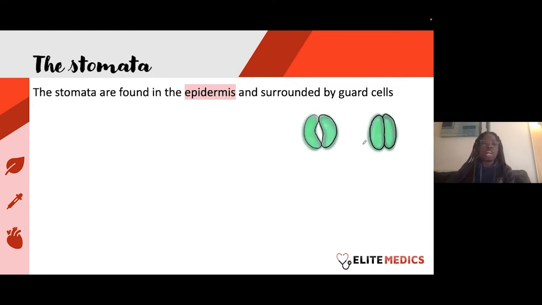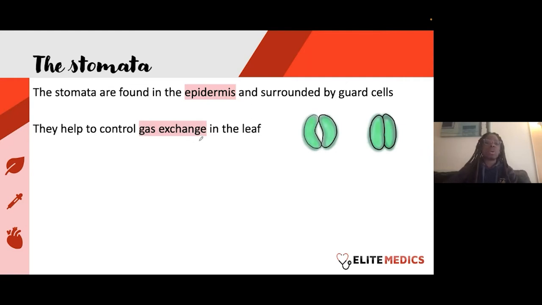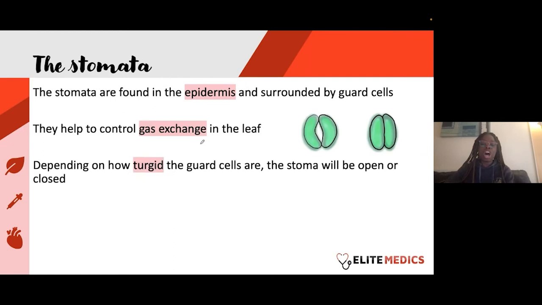And like I said, if you're guarding a tiara or guarding something very precious, they basically control gas exchange in the leaf. And depending on how turgid the guard cells are, so how firm they are, the stoma will either be open or closed. And there's two conditions. So there's light conditions and there's dark conditions.